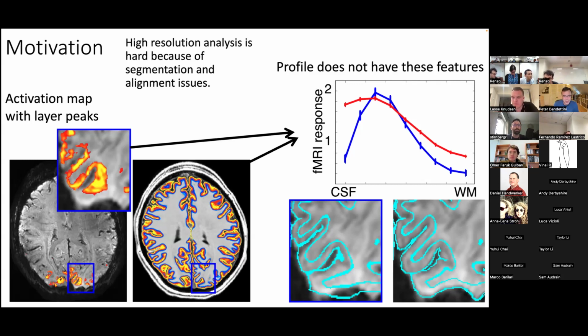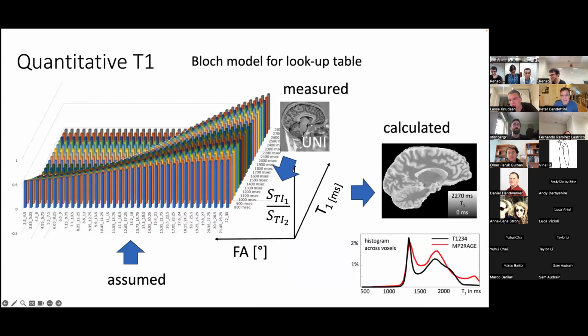One last thing, you brush over this really quickly. You mentioned the lookup table, and on the x-axis of the lookup table, you have assumptions. That's a big thing, because obviously getting quantitative T1 is hard.